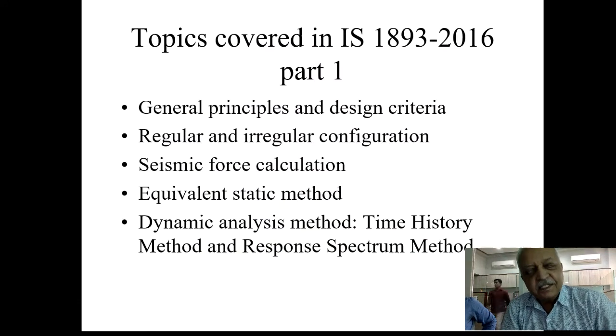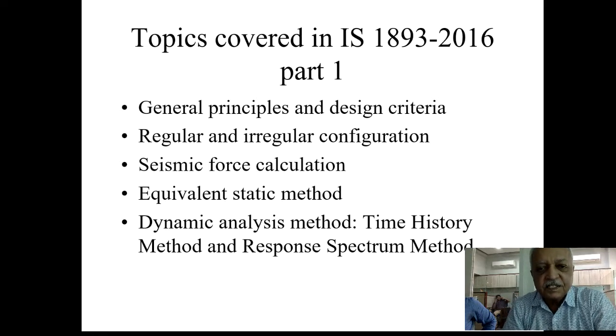Now, IS 1893 covers a few provisions: the general design criteria and the principles of design are briefly outlined. Then they have classified buildings into regular and irregular configurations, and for irregular configurations they have indicated what special provisions are to be made in the design.